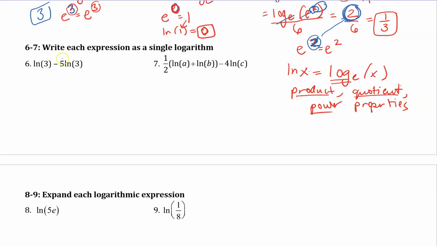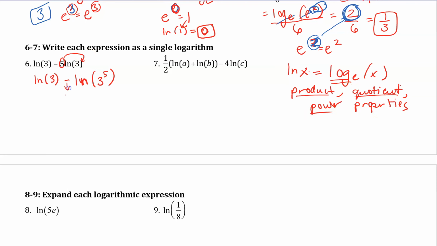So here I see I can have a 5. That 5 can be brought inside to become a power of 3, right? The natural log of 3 to the 5th power, okay? Because I'm using the power property of logs, and since the natural log is just like any other log, it's a log base e, it follows all those properties.